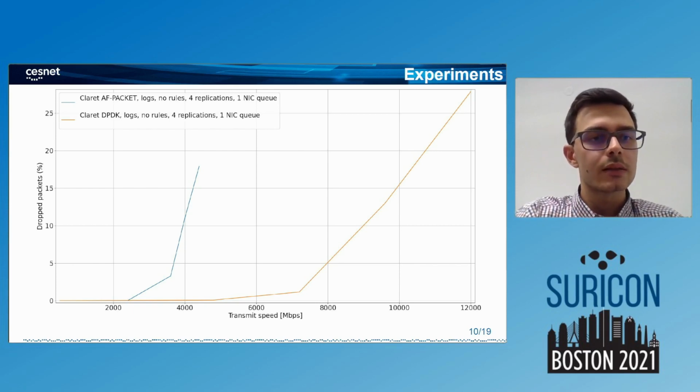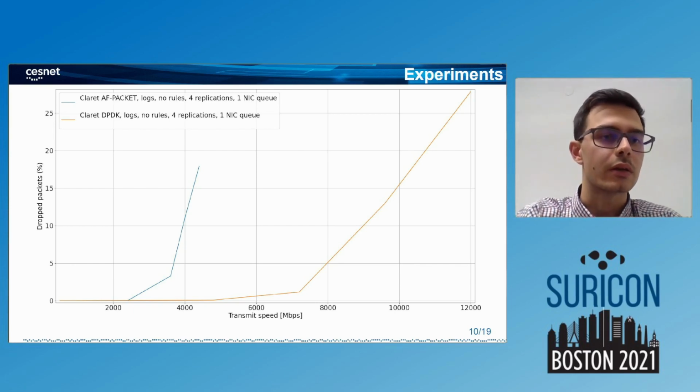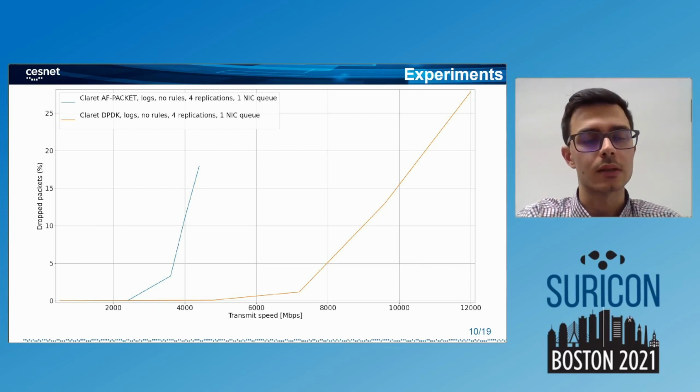Now we can see that AF packet processes packets at a speed of something like 6 gigabits per second, while DPDK starts to drop packets at a speed of something like 2.5 to 3 megabits per second. I'm sorry, 2.5 to 3 gigabits per second.